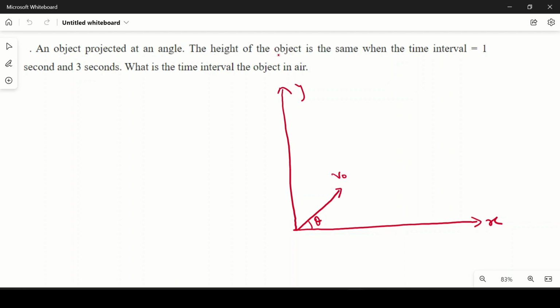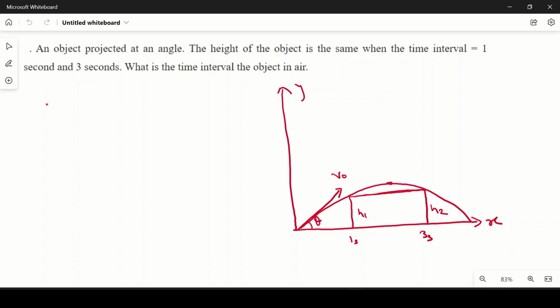What is given? The height of the object is the same when the time interval is 1 second and 3 second. What is the time interval of the object in air? So this object will move like this. You can see that the object goes to a maximum height up to here, then returns back to the ground. Suppose this is at 1 second, here it is 3 second, then here the height is the same. Here the height is h1, here the height is h3, then these two heights must be the same as per the question.